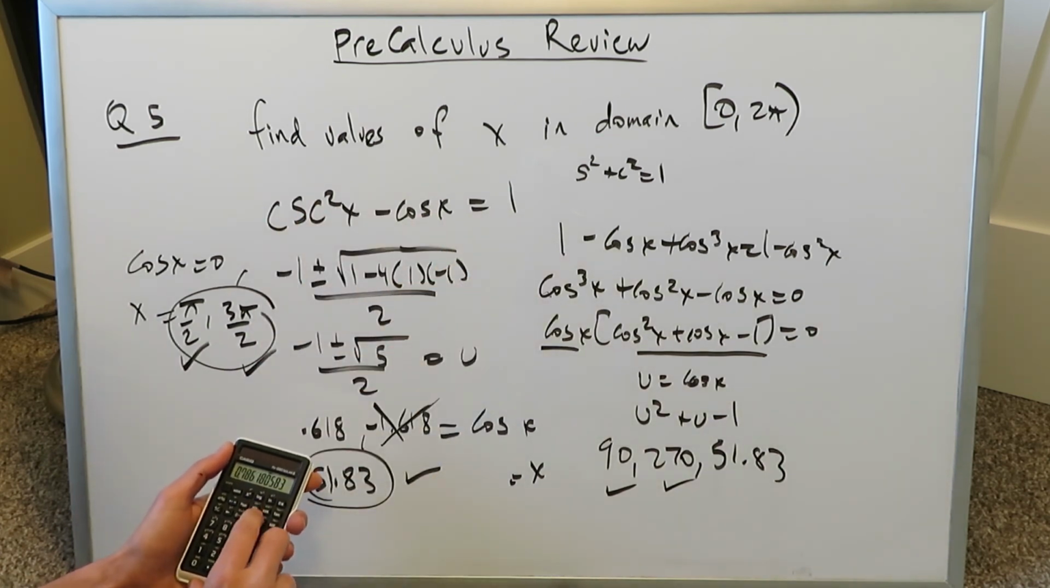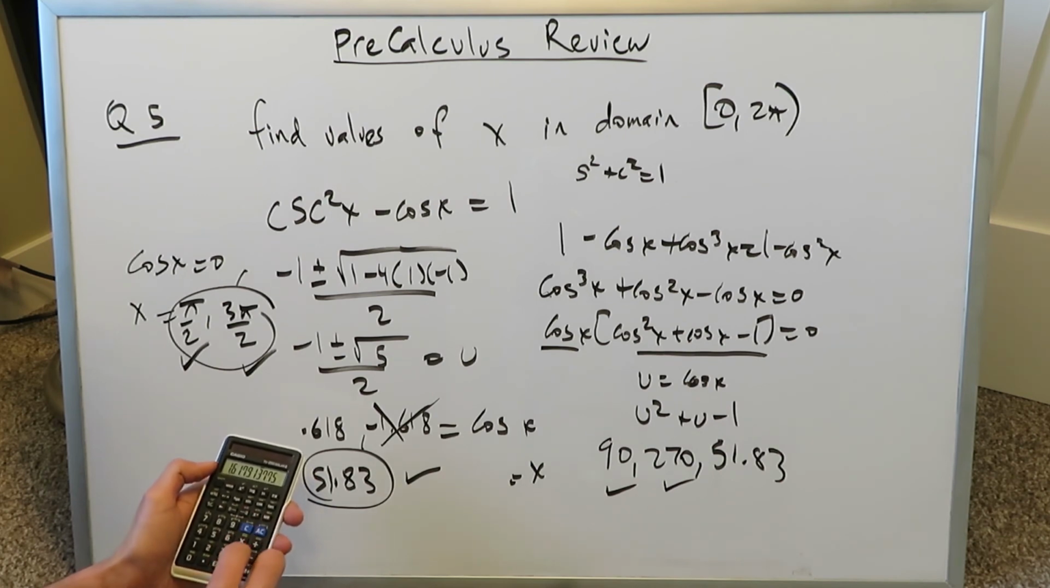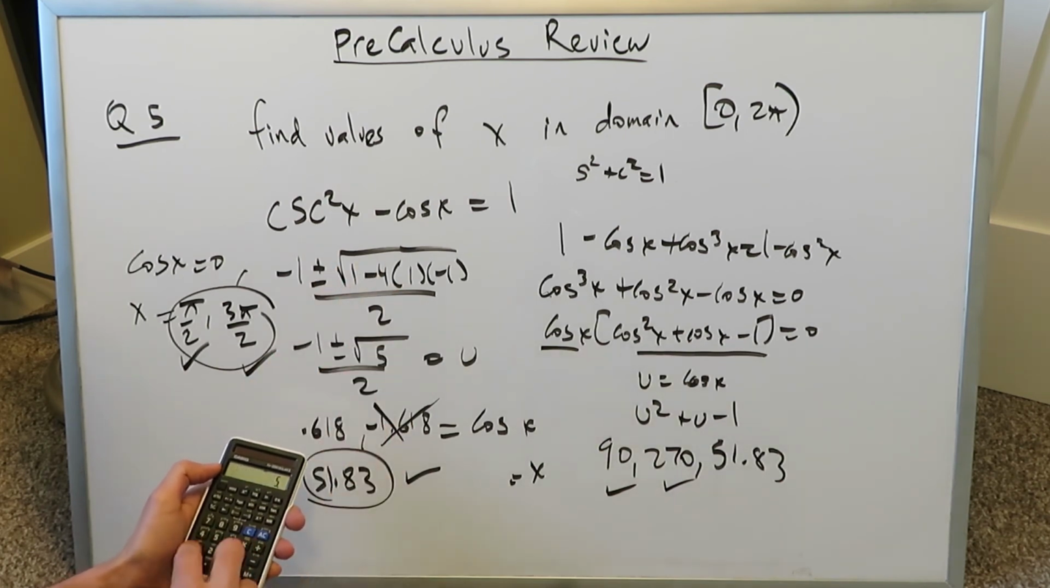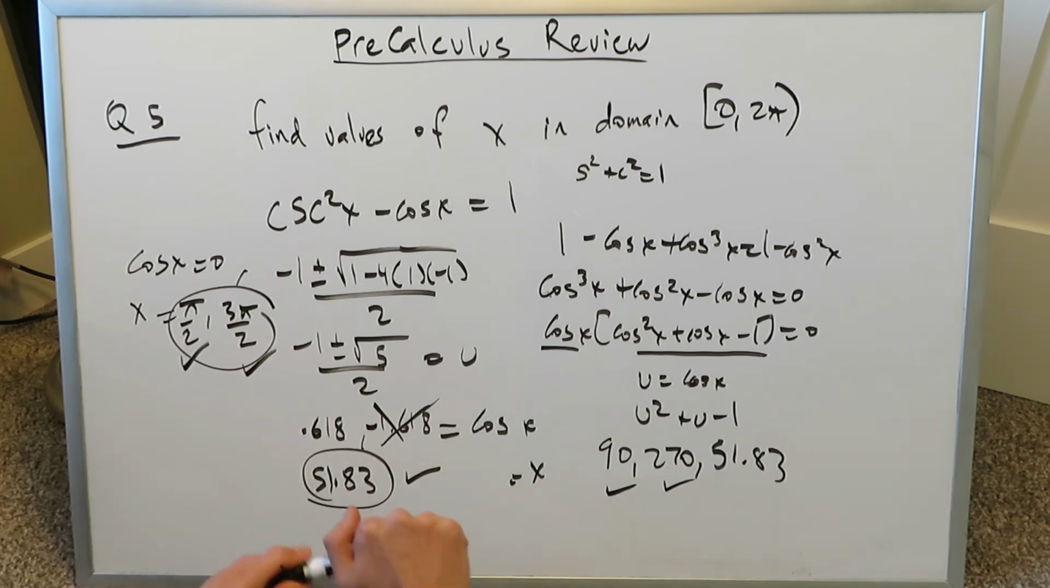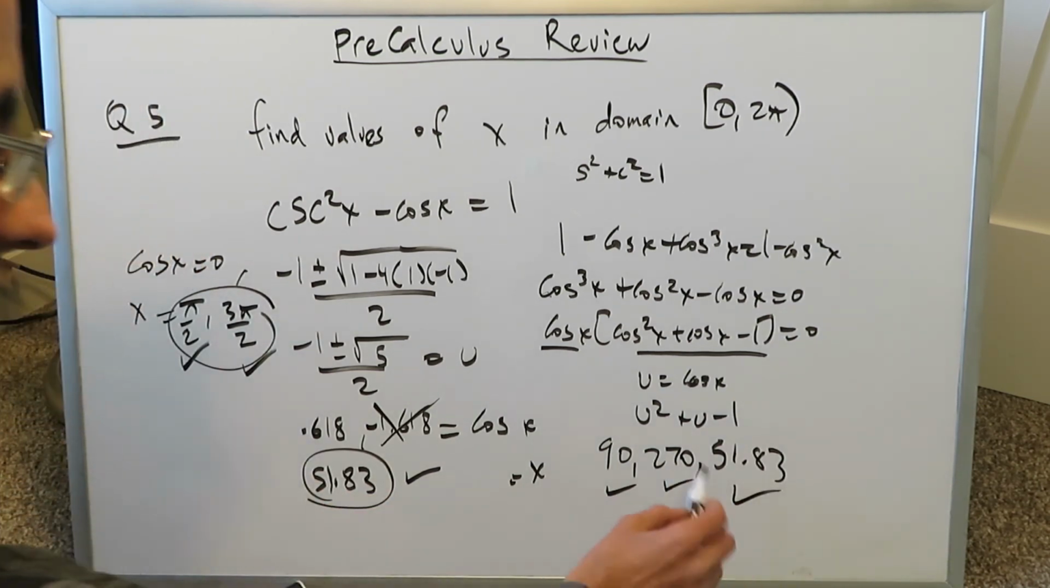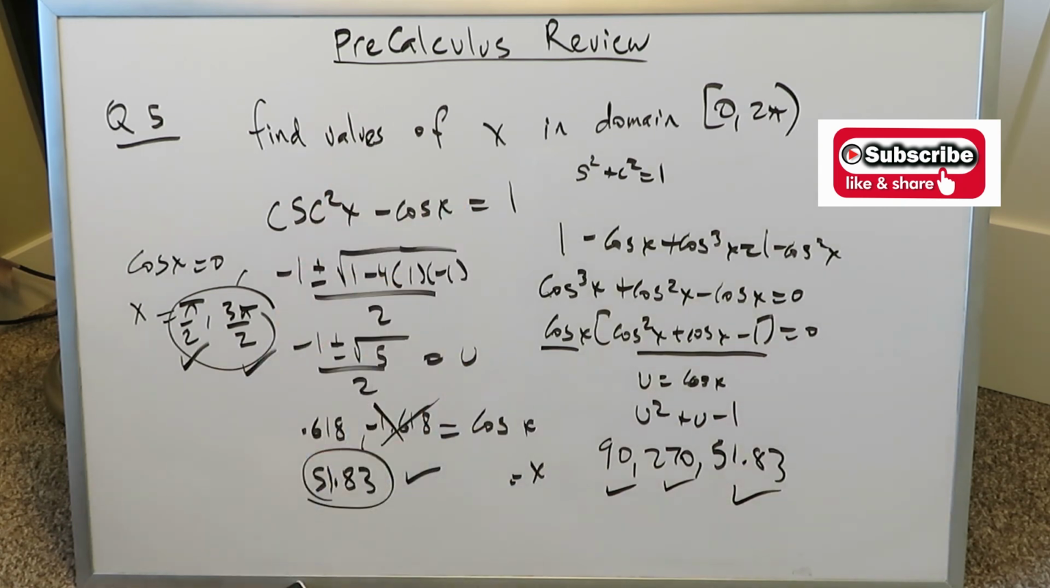Take the sine of 51.83, square that and take the reciprocal, and subtract the cosine of 51.83, and I get a value of 0.999, and that value is good. So these three values are good and they satisfy the equation.